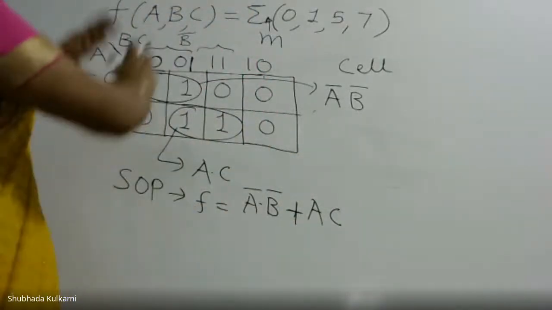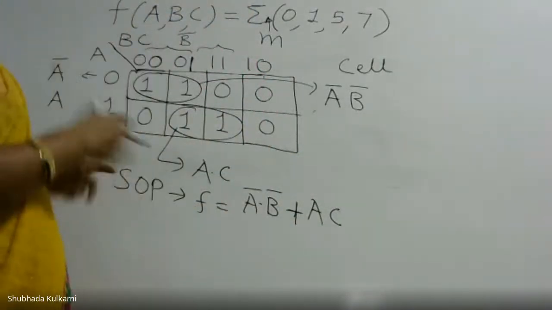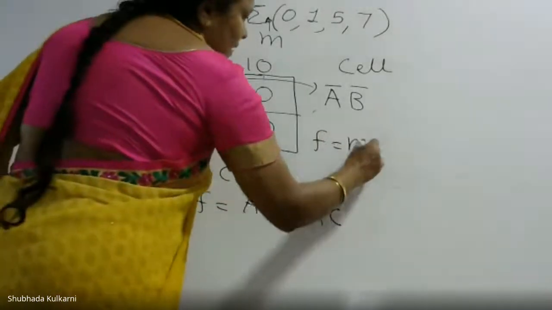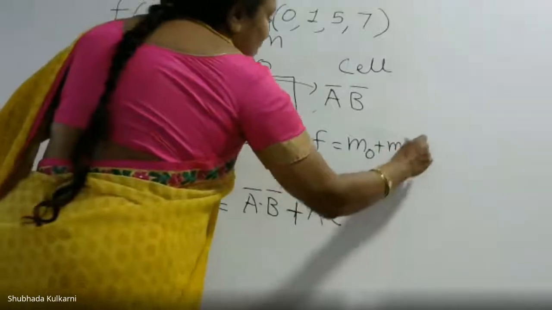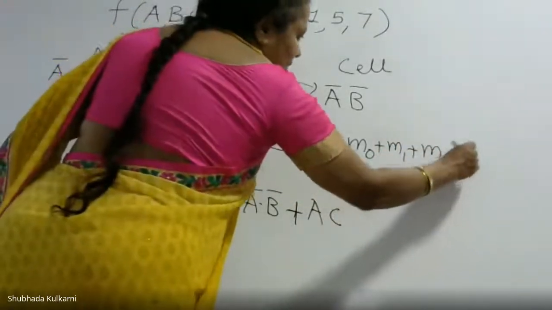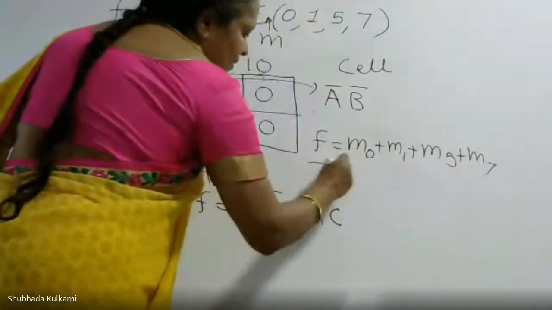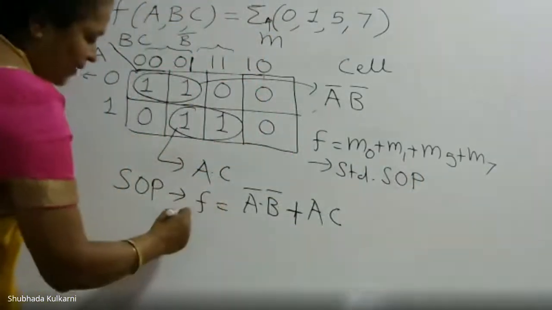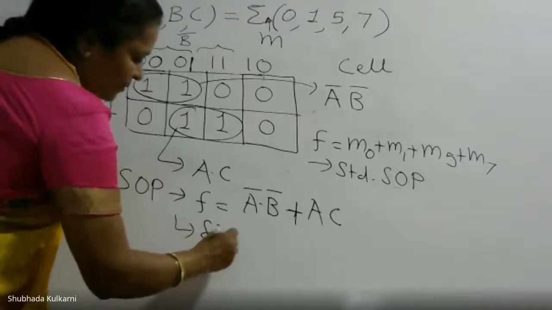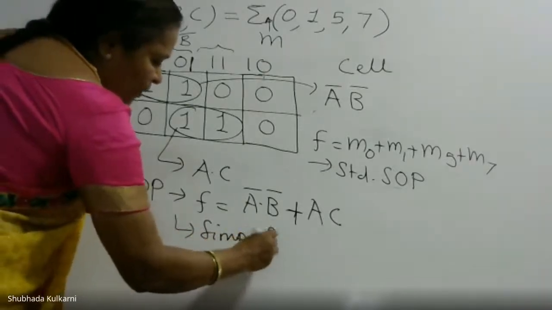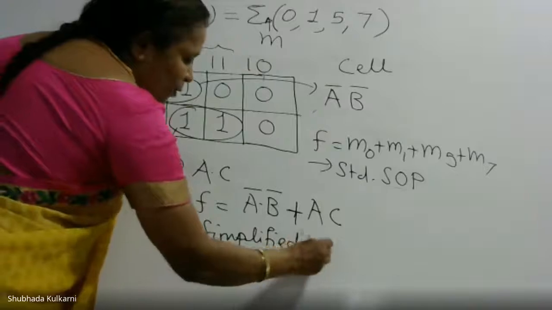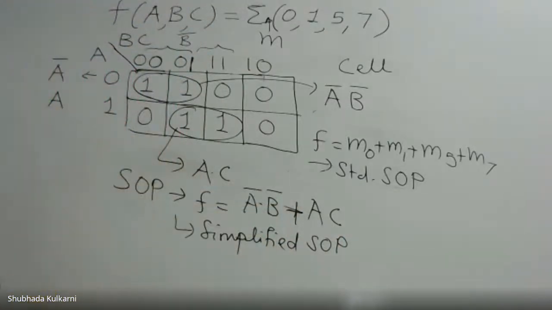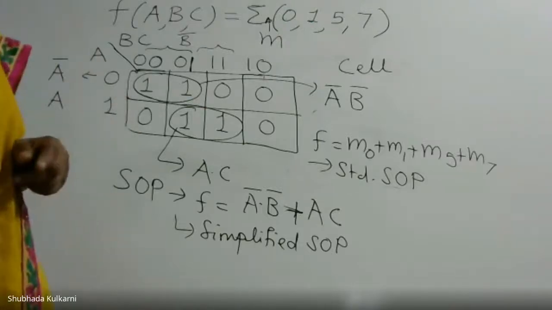See, as we have limited coverage on the board, we cannot write all the words. But I will write the standard form. Standard form is M0 plus M1 plus M5 plus M7. This is the standard SOP. And what is this we got? Simplified. So try to remember these two words. This is the simplified SOP. What is SOP? Sum of products.